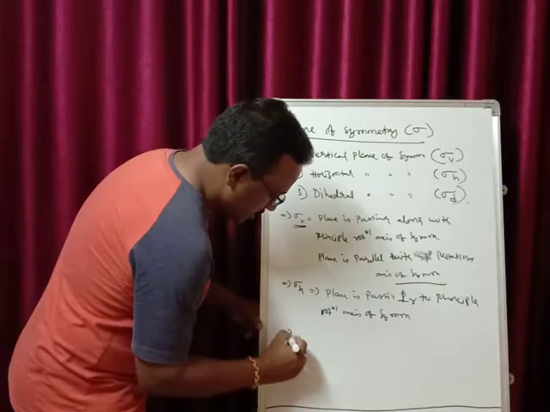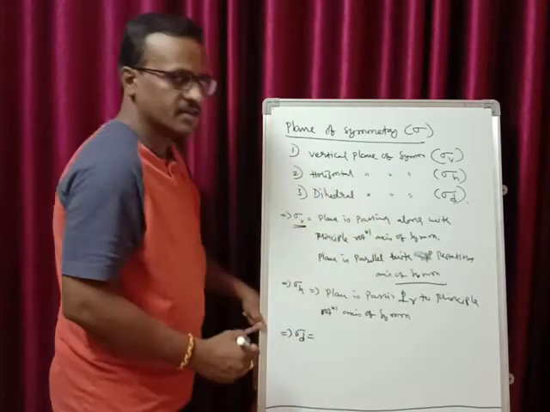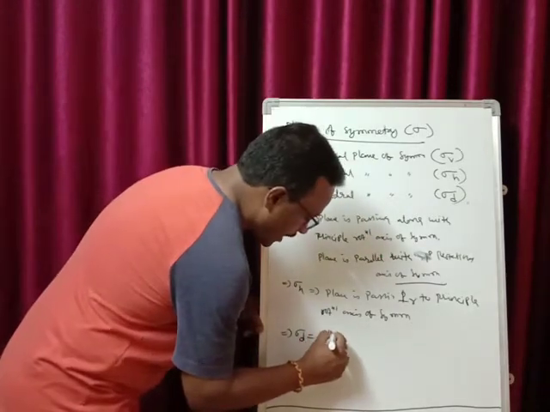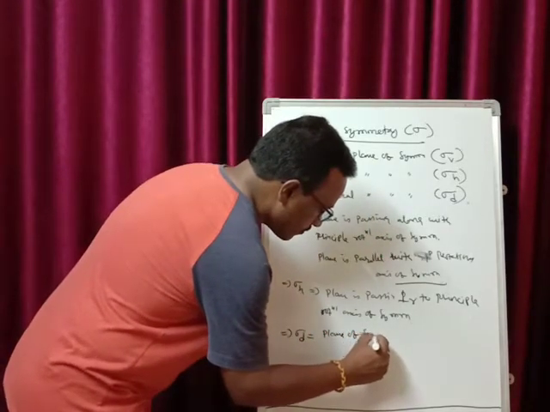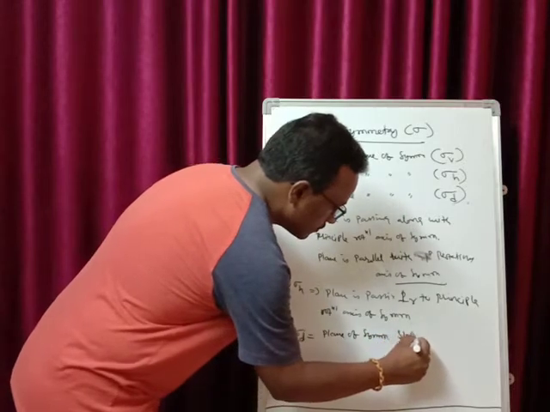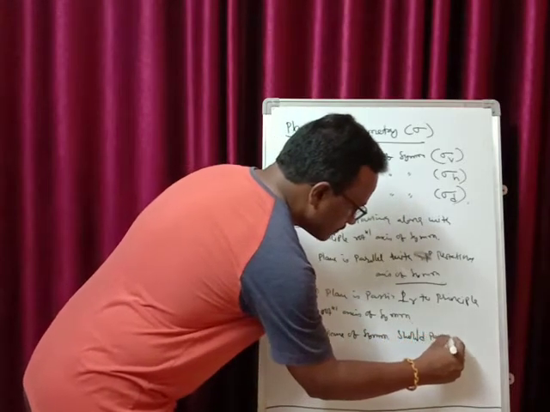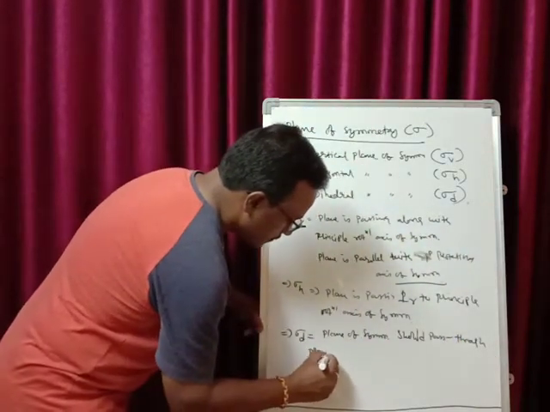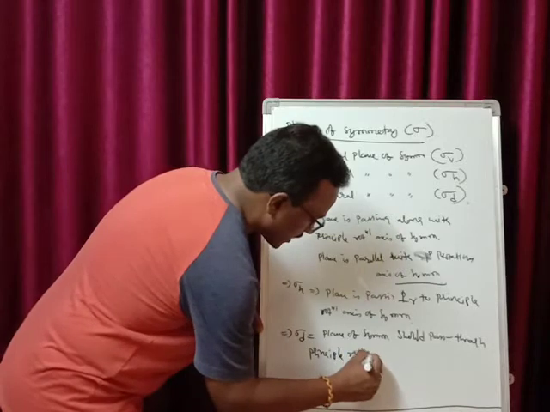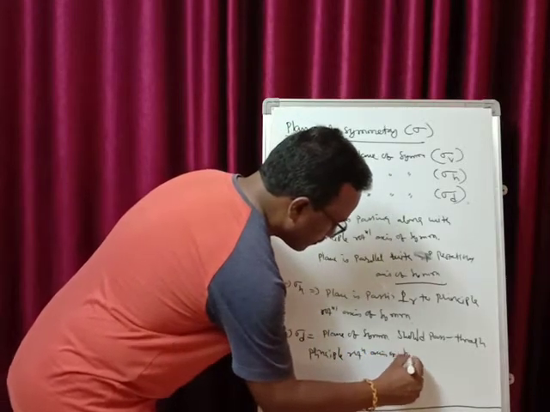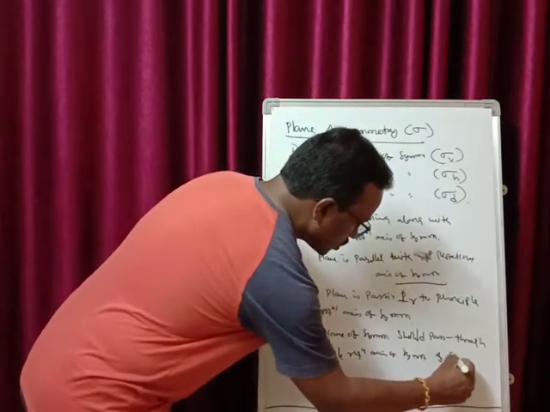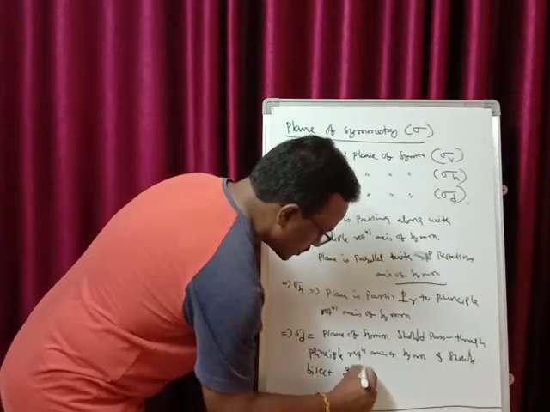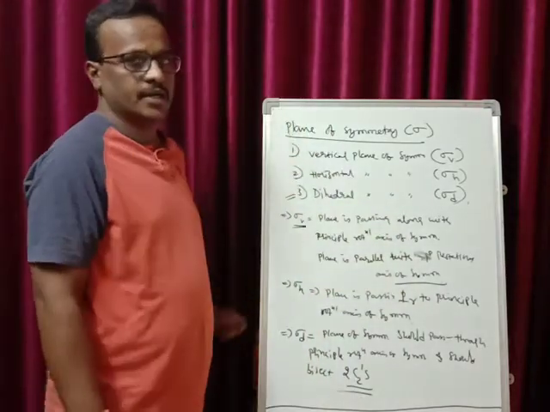Now coming to the next, that is sigma d, that is dihedral plane of symmetry. Now for the dihedral plane of symmetry, the condition is that the plane of symmetry should pass through the principal rotational axis of symmetry and should bisect two C2s. This is the condition.